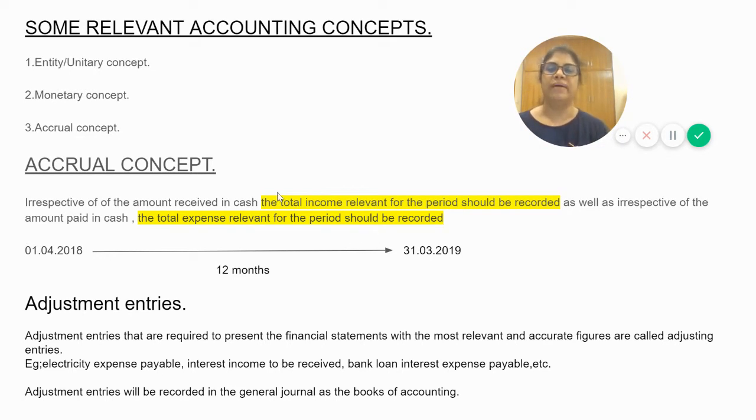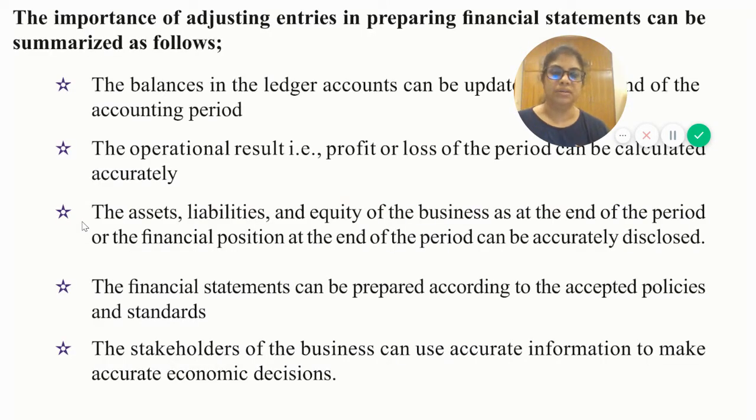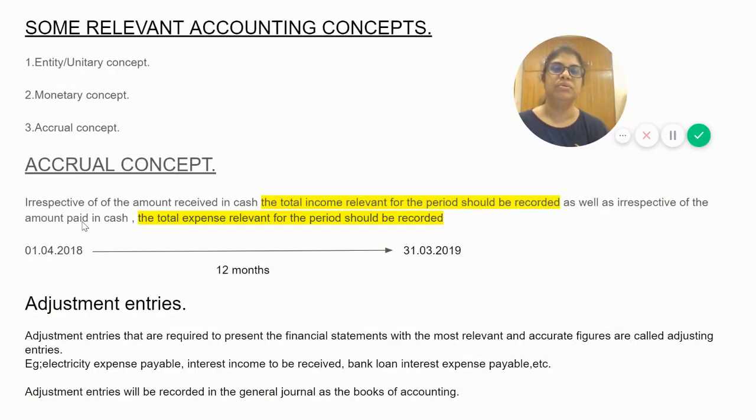So even though you have not received it in cash, if an amount of income is relevant for the accounting period that you are considering, you have to indicate it in your financial statements and do accounting for that. In the same way, there can be expenses which we have not yet paid. But for them also, if they are relevant, you have to keep records or accounting for the expenses as well.